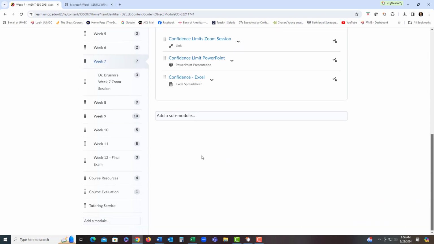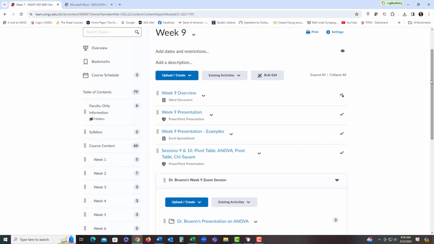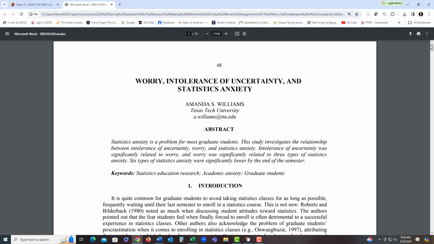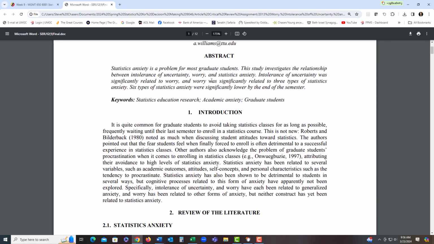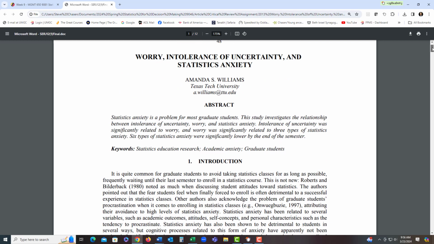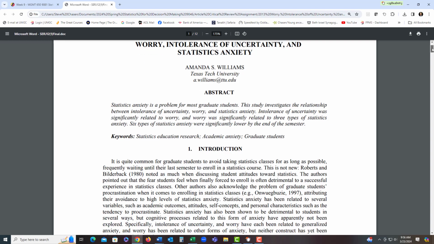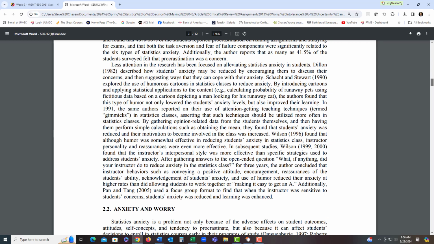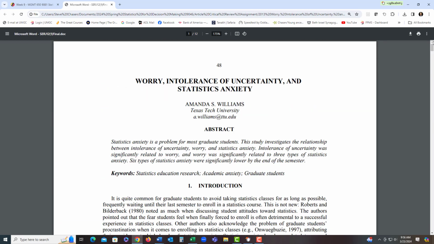Alright, let's go to week 9. Week 9 is where you can find all your information about the critical review assignment. Right now, you should have already read the article. Here's the article. Again, you have to read beyond the abstract. In fact, in the report, you don't even have to mention the abstract. It's not even a part of it. But you have to read the whole article, okay? And if you have a question about the article, put it in the Ask the Professor folder.